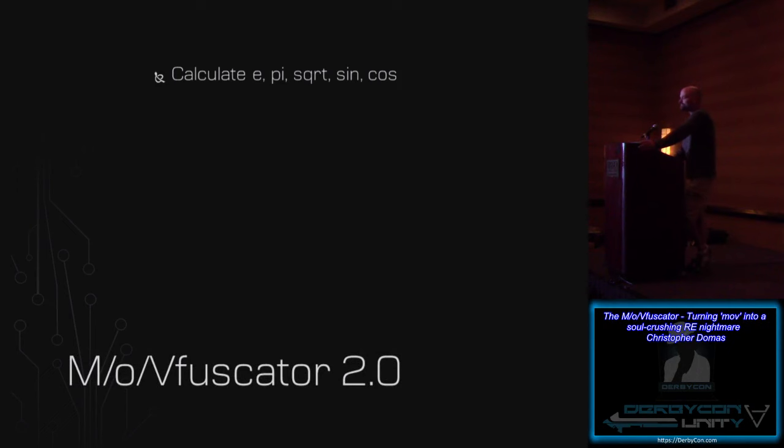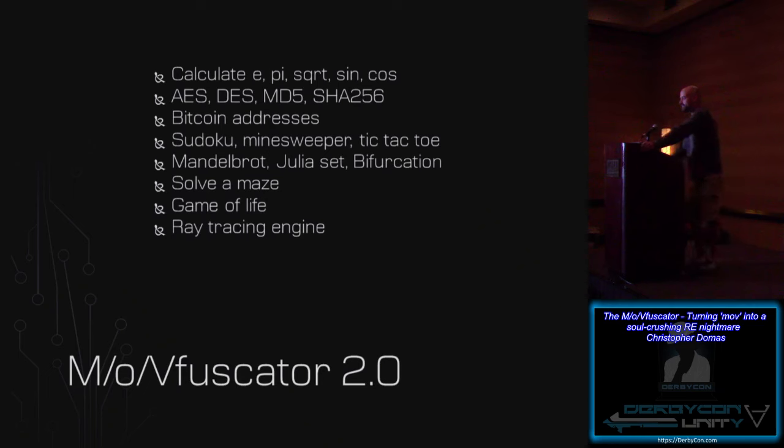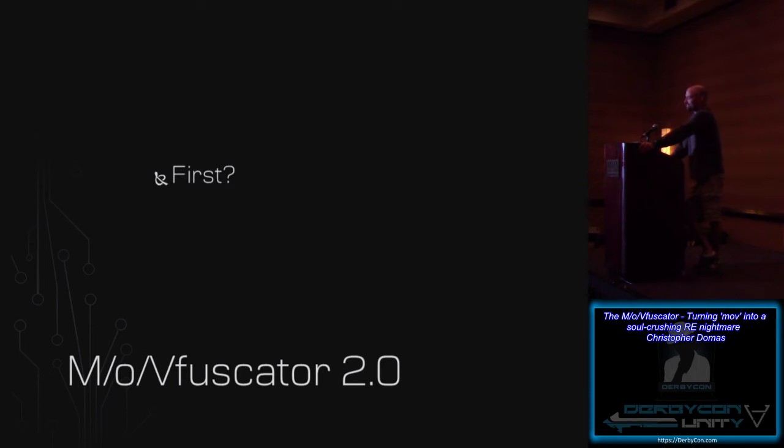And really, this is a complete C compiler. So I've got examples for calculating e, pi, square roots, AES, DES, MD5, SHA-256, Bitcoin stuff, games, fractals. I even downloaded a public ray tracing engine so that I could generate ray traced images using only move instructions. And it's fun to just watch it churn away. And as far as I know, this is the world's first single instruction C compiler, probably because I don't think anybody's ever wanted such a thing before.